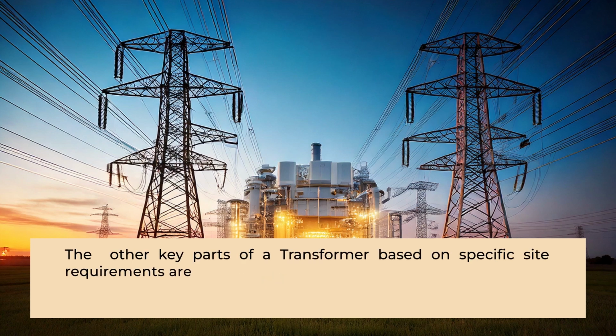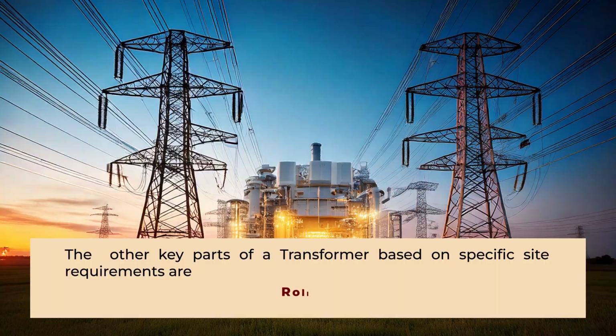The other key parts of a transformer, based on the specific site requirements, are these: if the transformer rating is more than 1 MVA, normally we have the Buchholz relay, oil and winding temperature indicators, oil filter valve, marshalling box, high voltage and low voltage cable box, and bus duct if required, where normally this bus duct is provided on the LV side, and the rollers for the movement of the transformer.